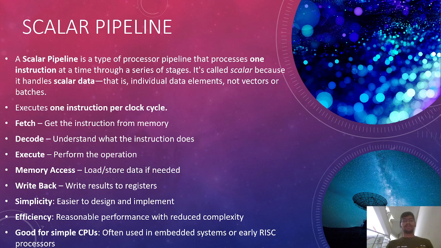Why do we prefer the scalar pipeline? Because scalar pipelines are easy to design and implement, and it's preferred because of its simplicity. It is efficient and reasonable when it comes to light processors, and it is good for simple CPUs, for example, RISC-V processors.